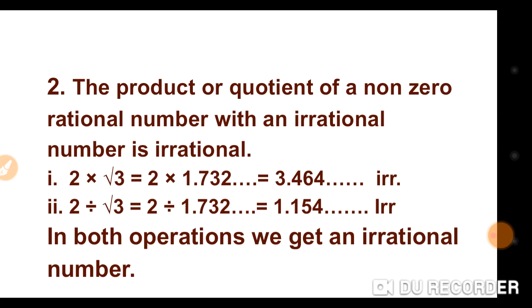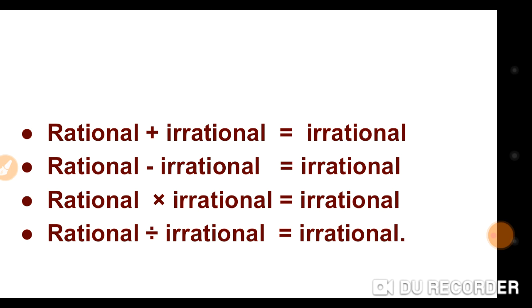Similarly, the product or quotient of a non-zero rational number with an irrational number is also irrational. So 2 into root 3 is irrational and 2 divided by root 3 is also irrational. So we see rational plus irrational, rational minus irrational, rational multiplied by irrational and rational divided by irrational always give the same result, that is an irrational number.